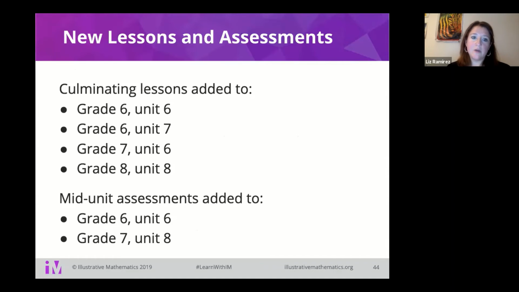Now every unit in all 3 grades has a culminating lesson where students have an opportunity to show off their problem-solving skills or apply the mathematics they have learned to a real-world problem. These mid-unit assessments were added because these were 2 of the longer units that didn't previously have mid-unit assessments.